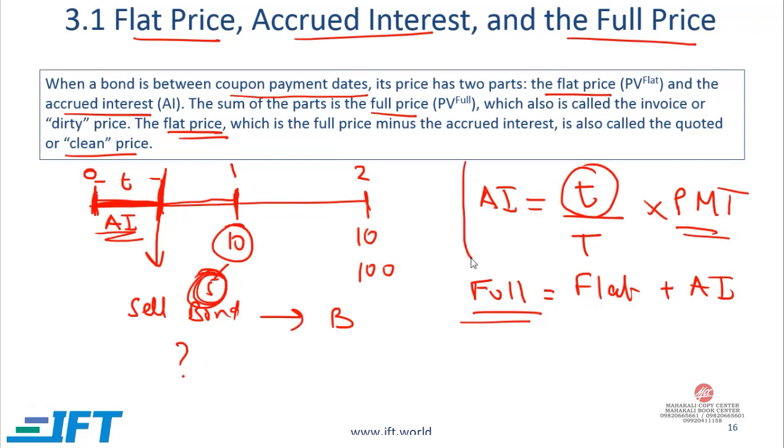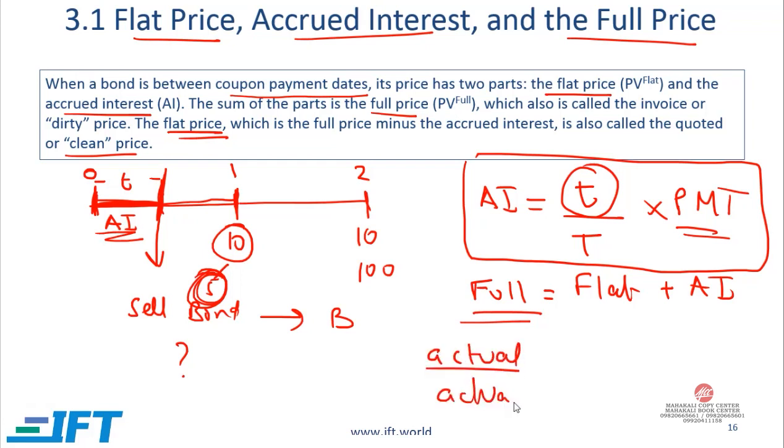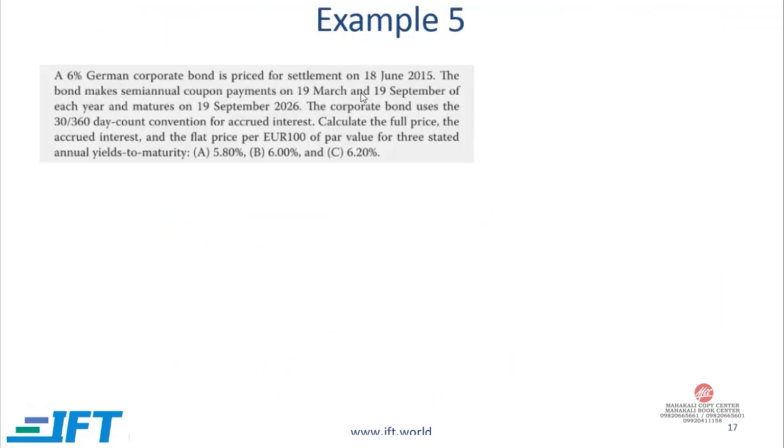Next point. We come back to this formula and look at two conventions that are often used. One convention is called the actual convention. Here the small t and the big T are based on the actual number of days, which will include weekends and holidays. The other convention is called the 30-360 convention, which assumes 360 days in a year and assumes that every month has 30 days. Now let's take a look at example 5, which will illustrate this concept.